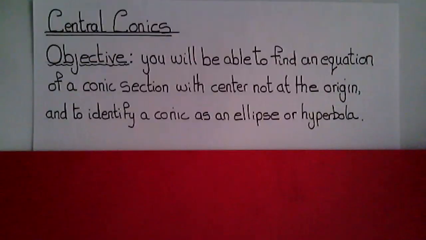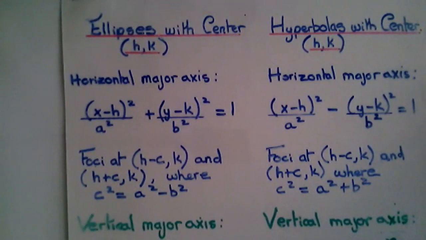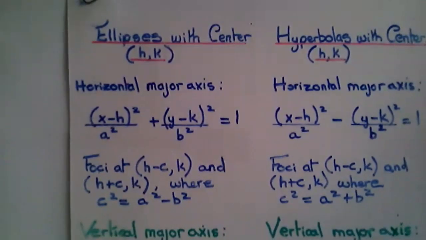Okay, so I'm going to move to the document camera, and I want you to write down the objective for this lesson. Central conics. You will be able to find an equation of a conic section with center not at the origin and identify a conic as an ellipse or hyperbola. So this is really kind of things that you've been used to. It's nice and easy. Let's have a look at ellipses first, and then I'll move to the hyperbolas.